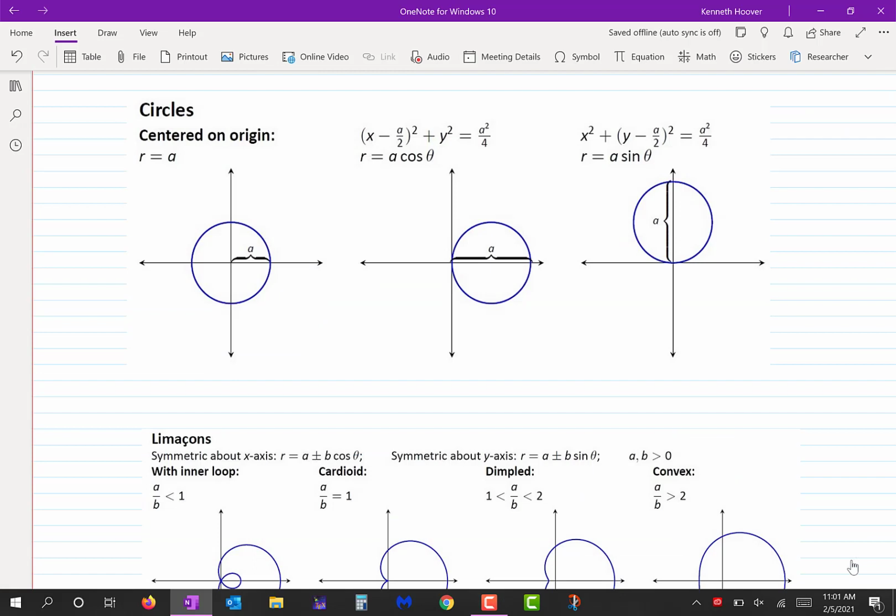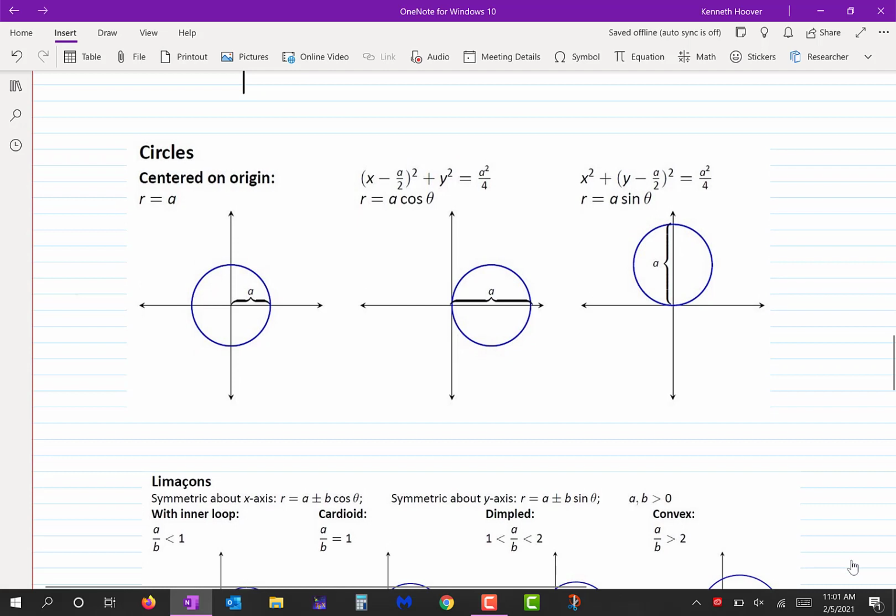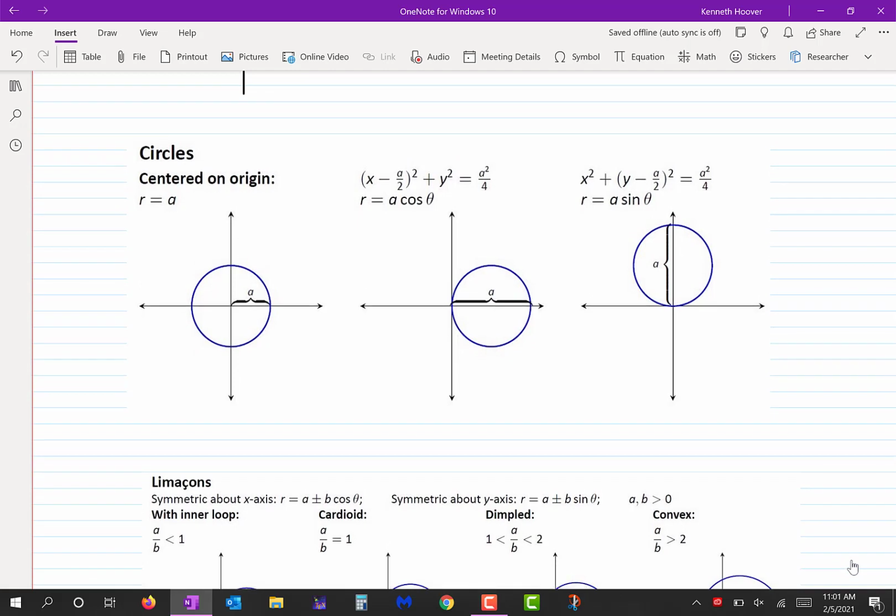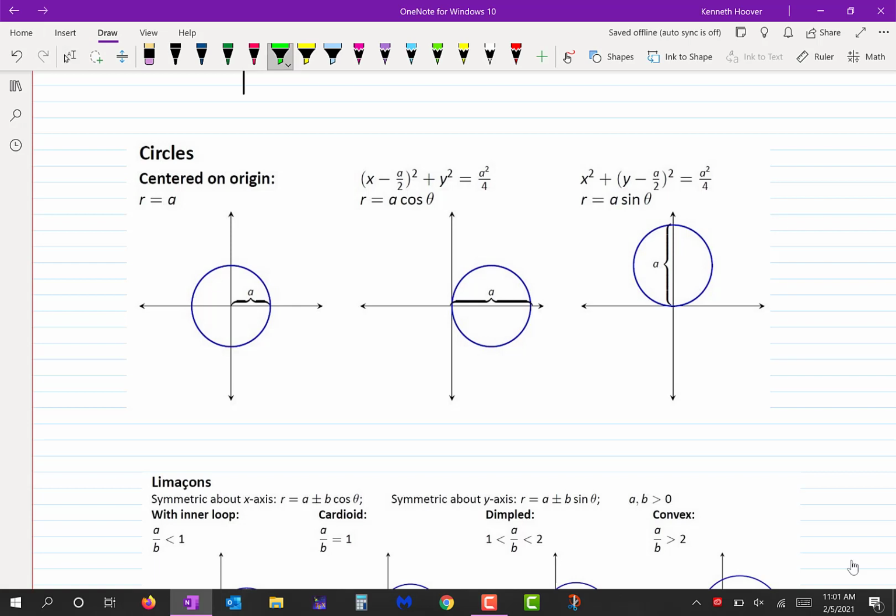Okay, the last thing I want to do is just show you some nice pictures here. This is just straight out of our book. A circle centered at the origin is a very simple equation in polar coordinates. It's just r equals a. It's all of the points that are a distance of a from the origin. That's the circle of radius a centered at the origin. Okay?